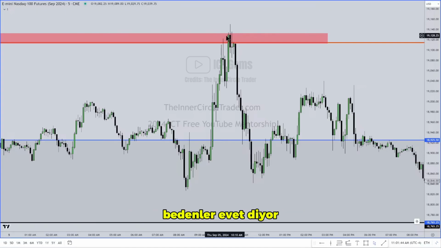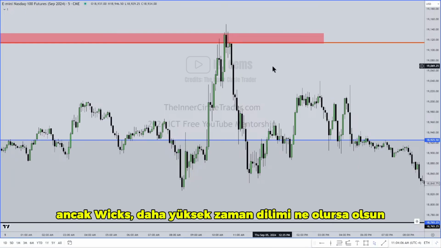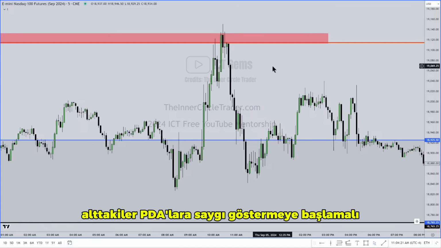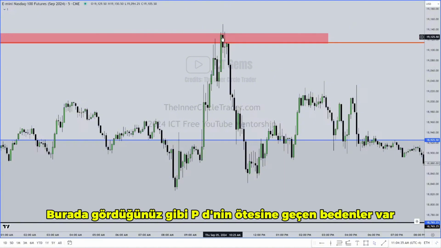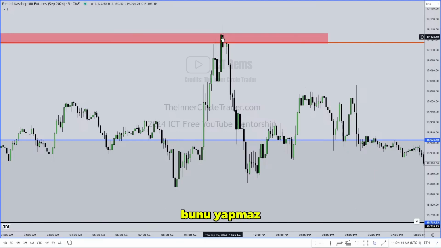The bodies are saying, yeah, we're respecting that. We're not going to color outside the lines, but the wicks will. Whatever the higher time frame PD arrays have done at a higher time frame chart, the lower ones should start respecting that PD array, as you see here. Are the bodies going beyond the PD array that I'm using to anchor my analysis on a higher time frame chart? No, it doesn't do that.